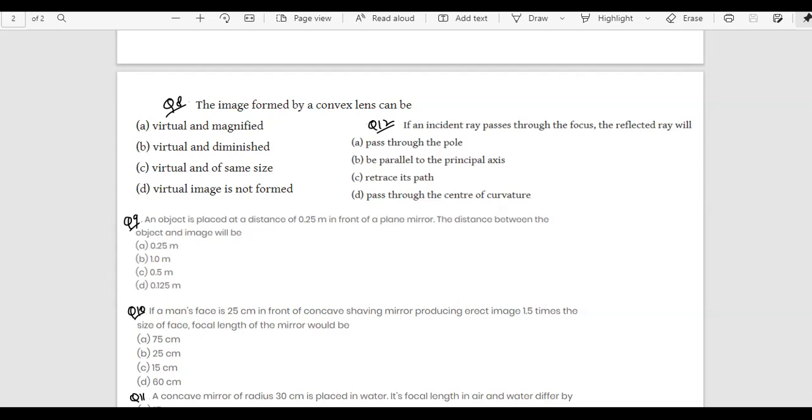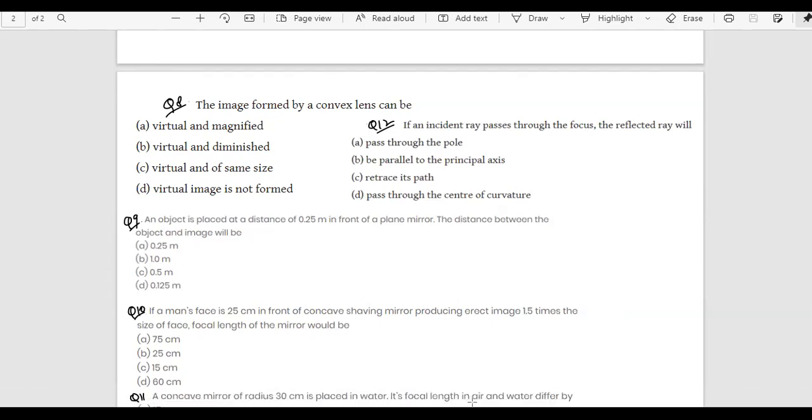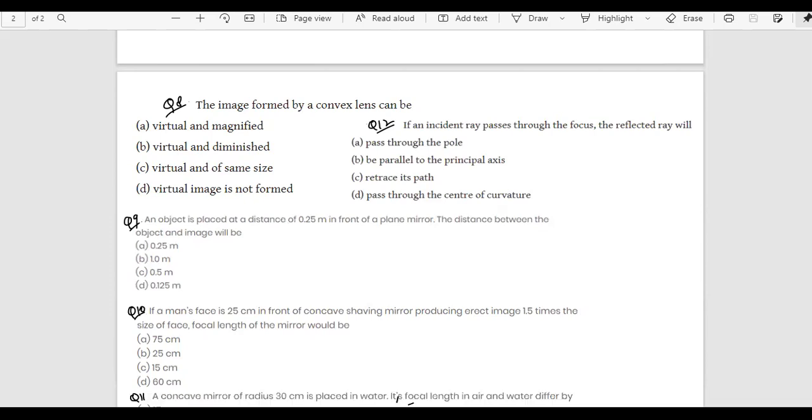Sir, option B. Option B, yes. If a ray is passing through the focus, then it will be reflected parallel to the principal axis. So let's do some diagrams regarding this one. Okay, let's move. जल्दी से हम लोग कर लेते हैं ताकि आपको जल्दी से समझ में आ जाए. Okay. So let's try this one.